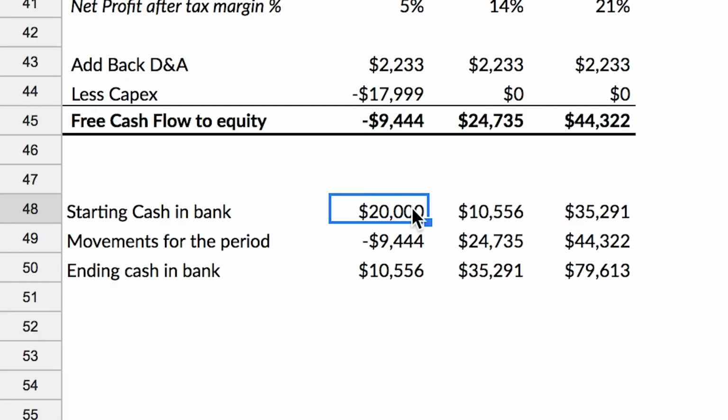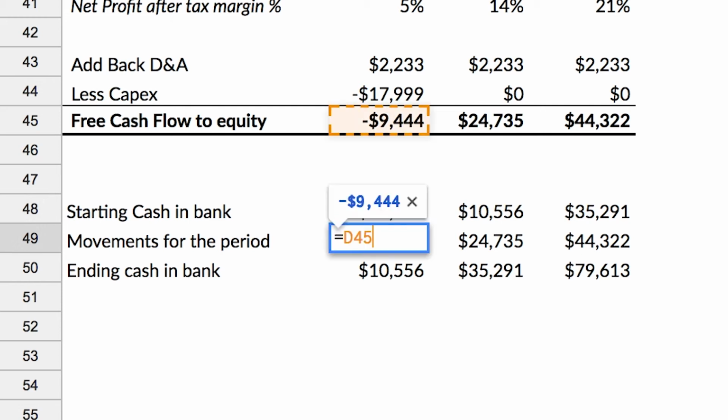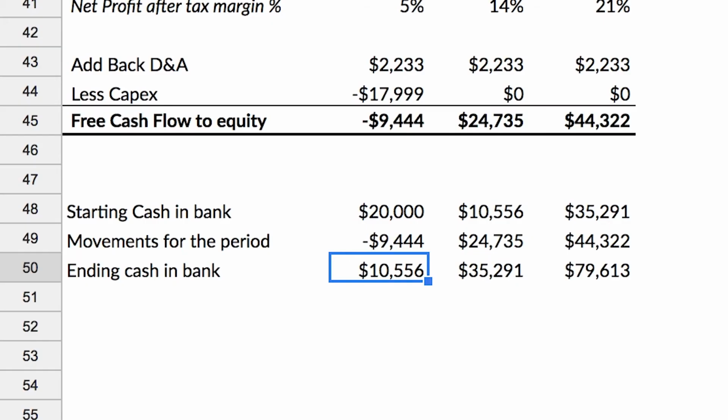That's kind of like once all the maths is done, we have the final number of making a loss or a profit for the entire year. Now we get to see how that compares to the starting cash we had in the bank, which in this example was $20,000, which means that our movements for the period, which is just a fancy way of saying the sum total of the cash moving around for the year, equals starting cash in the bank minus movements for the period, which in our case is a $9,000 loss against a $20,000 cash injection equals an ending cash in the bank of $10,000.